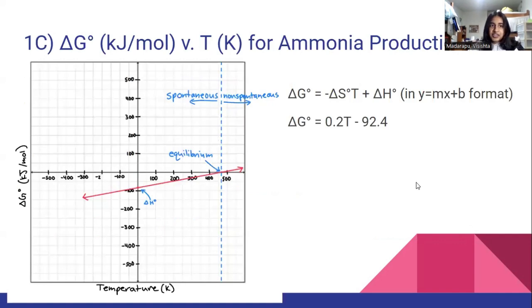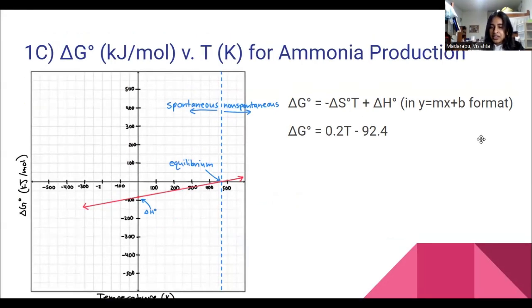Here's the graph for standard delta G versus temperature for ammonia production. We found the slope and y-intercept of the line by converting the Gibbs free energy equation into y equals mx plus b format, and we plugged in the numbers. And here we have the y-intercept as delta H and equilibrium when delta G is 0. Anywhere where delta G is less than 0 is going to be a spontaneous reaction, and anywhere where it's greater than 0 is non-spontaneous.